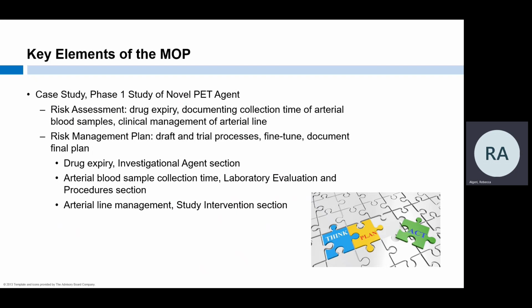The plan to manage the drug expiry window was written into the section for the investigational agent. The arterial blood sample collection process was written into the lab evaluation and procedures section. And lastly, details on how that arterial line would be managed were included in the study intervention section.